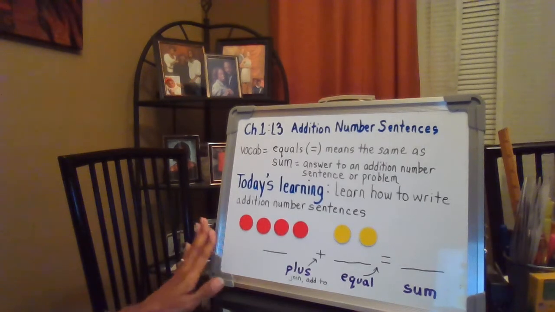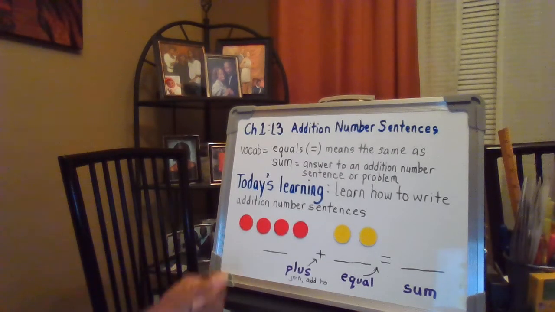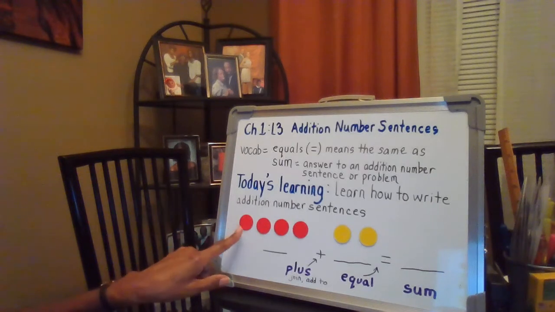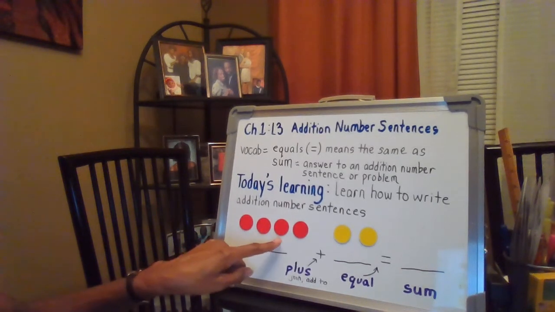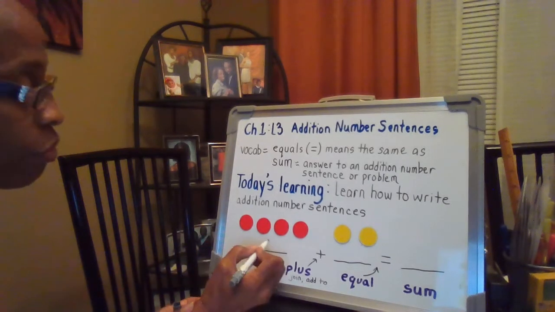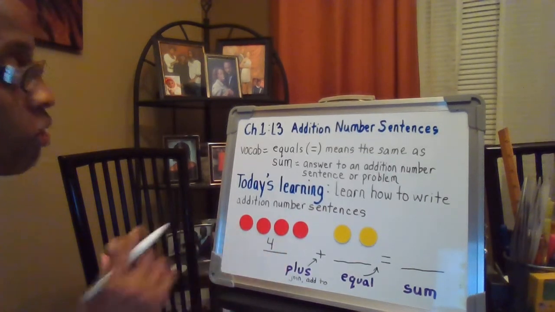So let's take this example. Here I have some counters. Remember that a number represents how many of something we have. So I'm going to ask, how many red counters do I have? And so we have to count how many there are. 1, 2, 3, and 4. So the number 4 represents the number of counters I have. So I write the number 4.